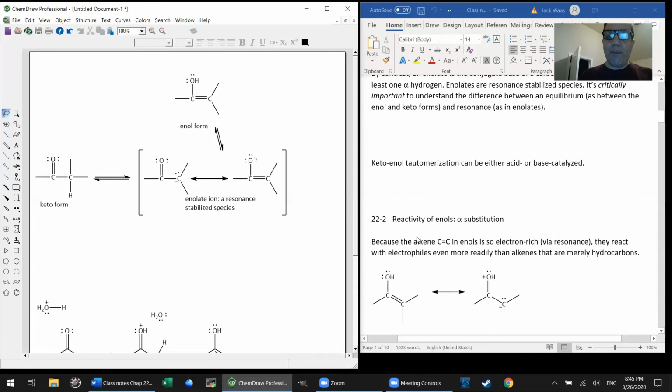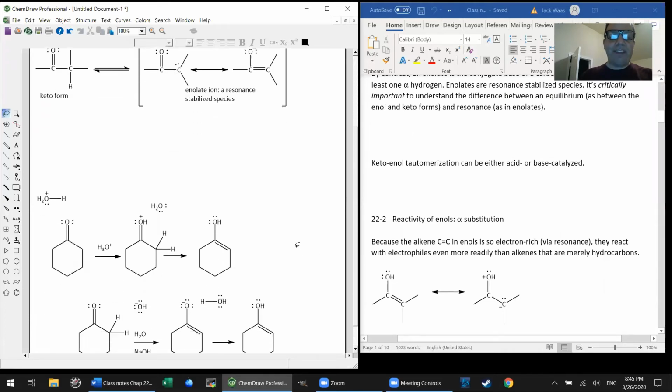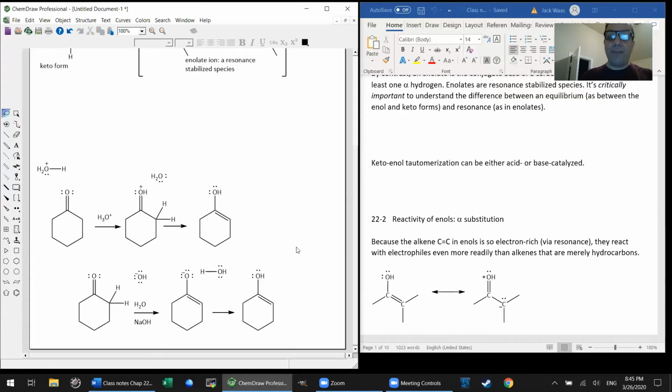One other thing we need to point out before we get onto those examples is that keto-enol tautomerization can be either acid or base catalyzed. What that means is that the process by which we change a keto form into an enol form or an enol form into a keto form can be done in aqueous acid or in aqueous base.